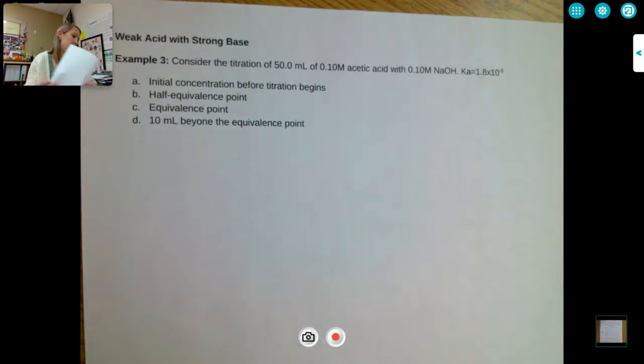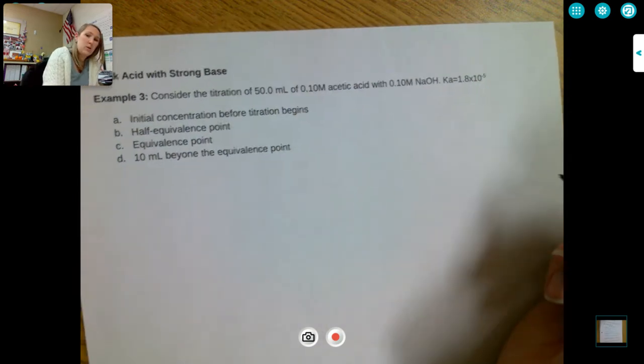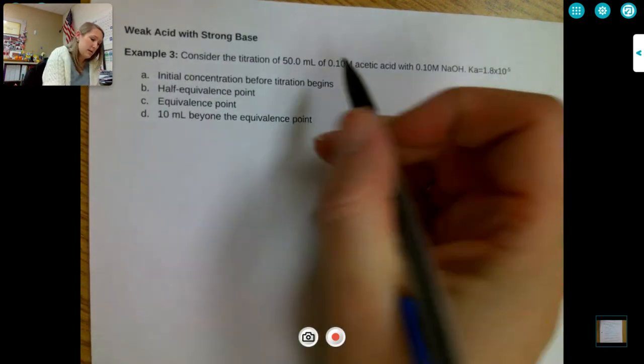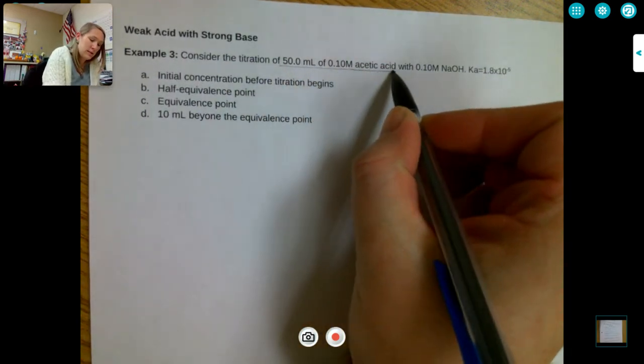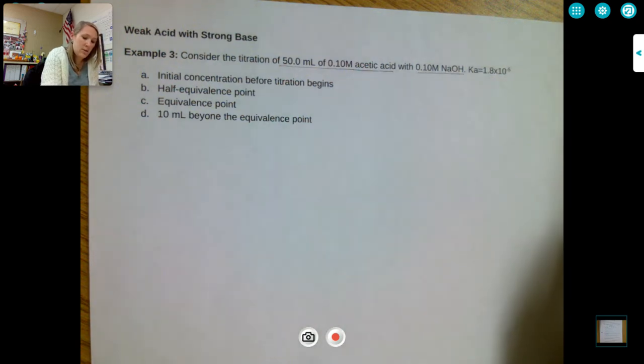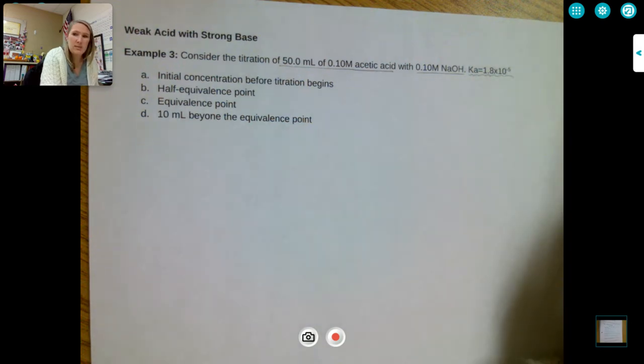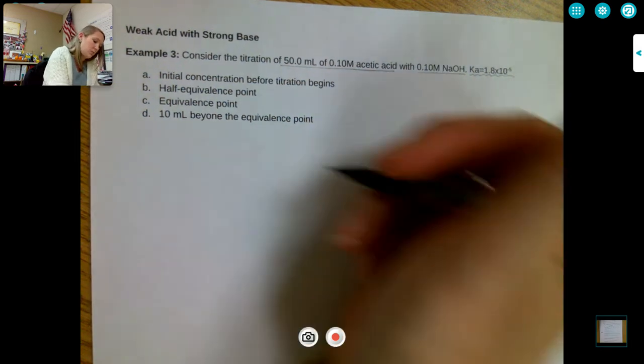All right, doing this again. So 4 points again this time, where we're going to do our initial concentration, our half equivalence point, our equivalence point, and then 10 mils beyond our equivalence point. Okay. So we are starting with 50 mils of a 0.1 molar acetic acid getting titrated with 0.1 molar sodium hydroxide, and we're told our Ka value is 1.8 times 10 to the negative 5.